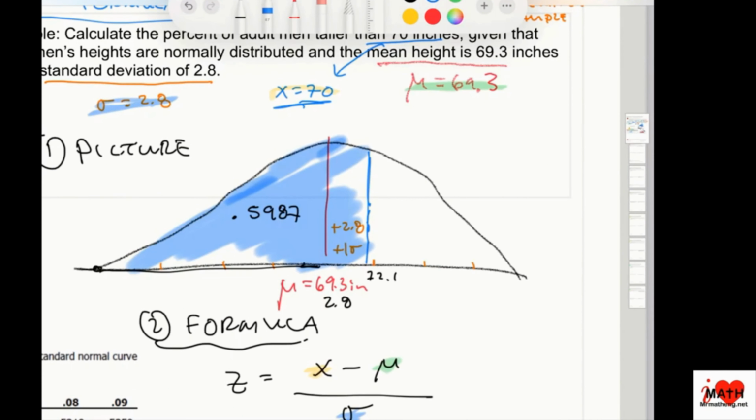Let's pick yellow. If you ever needed to find the other side, I just want you to write this out so you know it. Blue plus yellow equals 1. The area under the curve is equal to 1. So if you know that blue is 59.87, you can subtract it from both sides to find the yellow. Because remember, the blue plus the yellow equals 1.